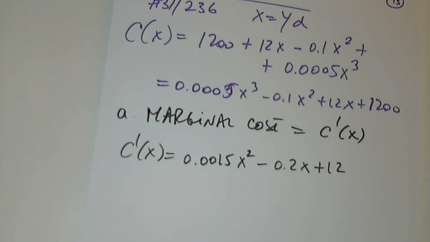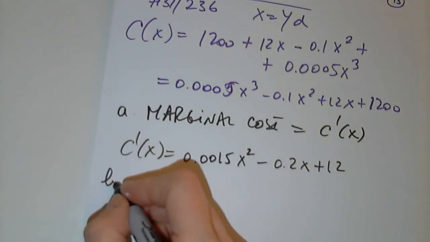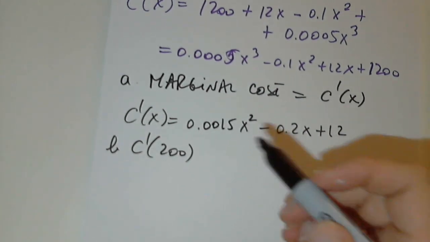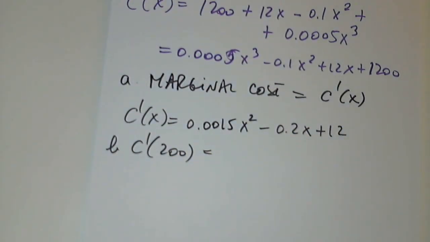This is a polynomial function. It doesn't have corners, cusps, vertical tangents, so it's differentiable everywhere. There's no discussion on that. In part B, find c prime of 200 and explain its meaning and what it predicts. So for now, I would prefer putting this function as well as the original function in the graphing calculator, and you'll see in a minute why.